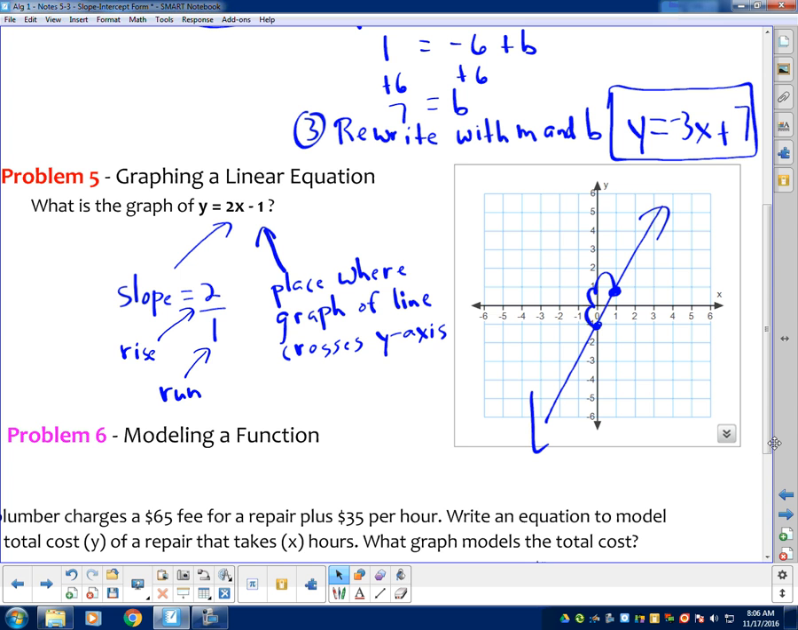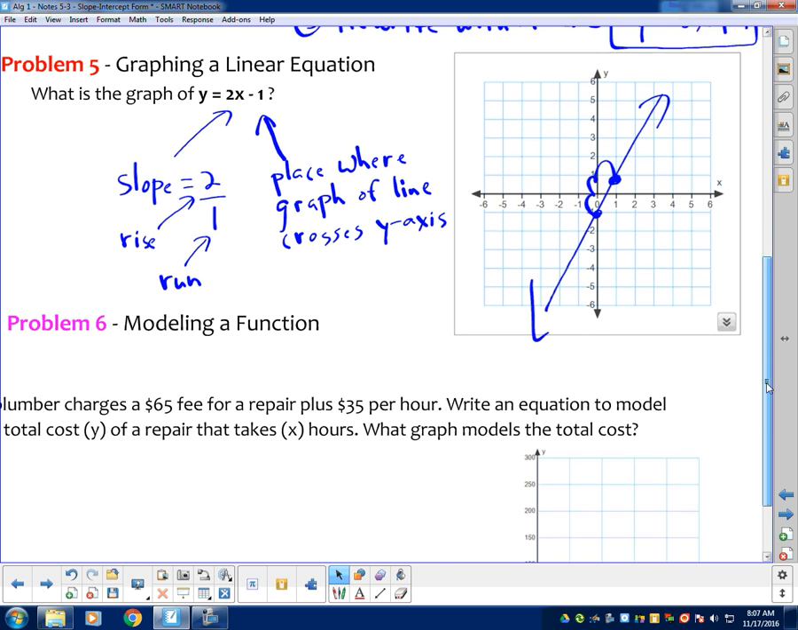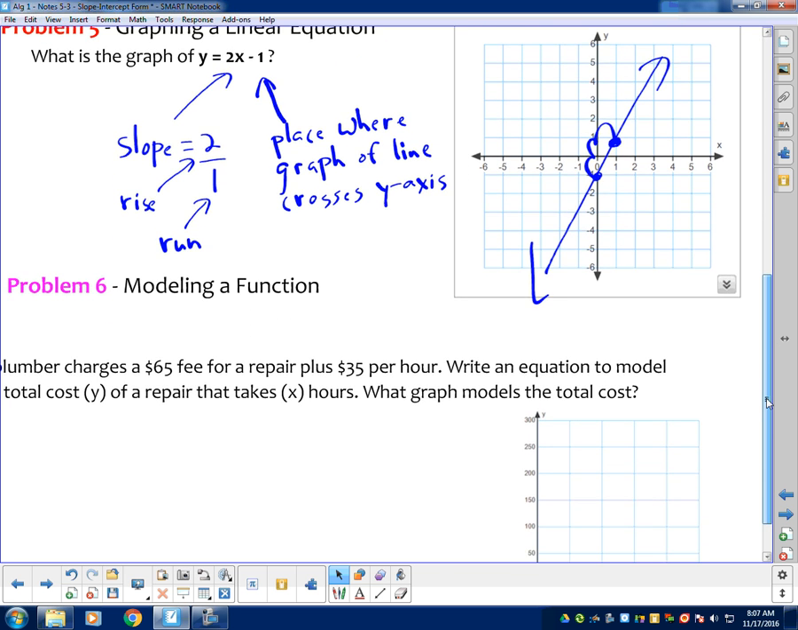So when a linear equation is written in slope-intercept form, it's very easy to graph. As a matter of fact, that's the form we type it into on our graphing calculators, and the graphing calculator will graph it for you. So very useful form. Y equals mx plus b. Easy to graph from that form.